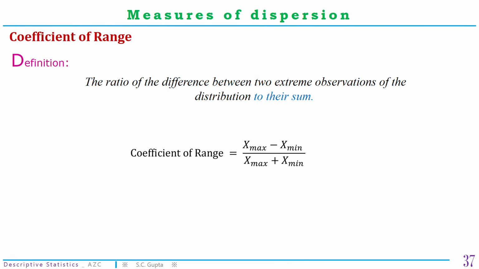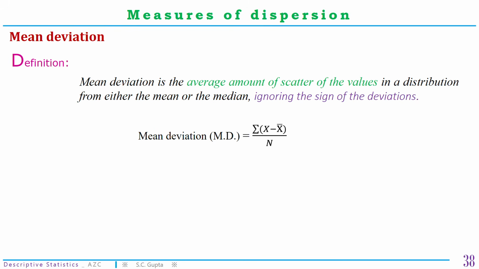Coefficient of range. It is the ratio of the difference between two extreme observations of the distribution to their sum. Equation: coefficient of range is equal to x maximum minus x minimum divided by x maximum plus x minimum. Mean deviation. Mean deviation is the average amount of scatter of the values in a distribution from either the mean or the median, ignoring the sign of the deviations. Equation: mean deviation is equal to sigma of |x minus x bar| upon n.